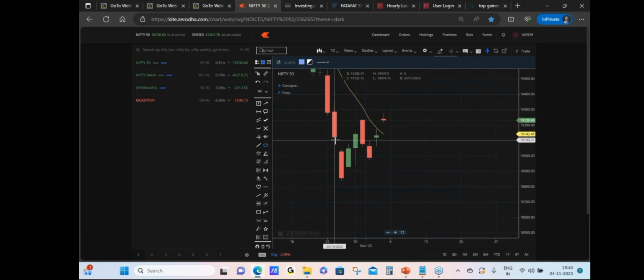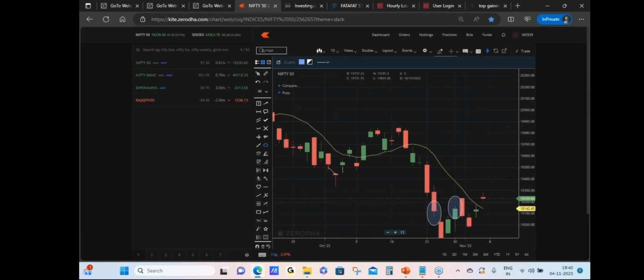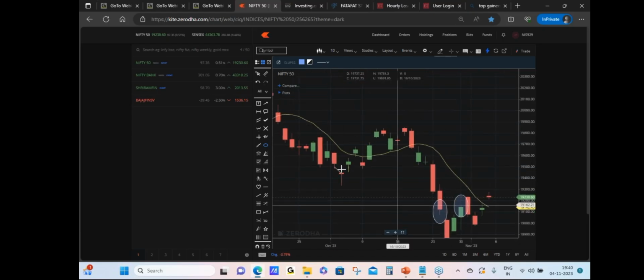So this day there was a heavy gap down. So this gap was closed immediately. Any days. See here there was a gap down. There was a gap.